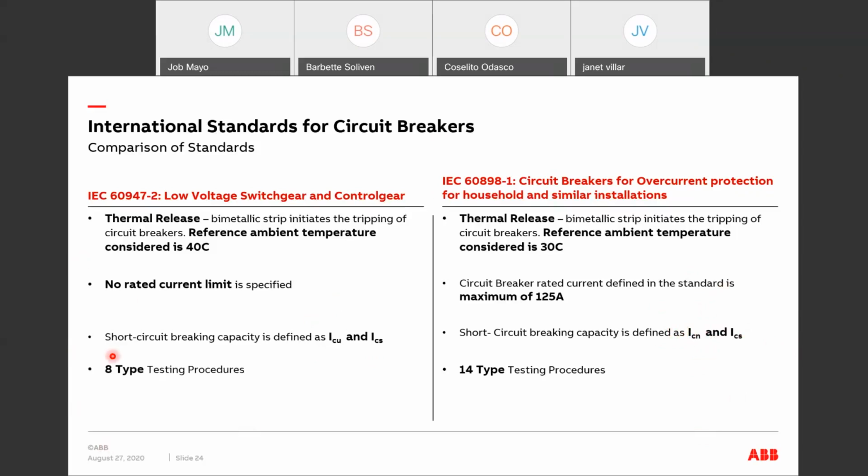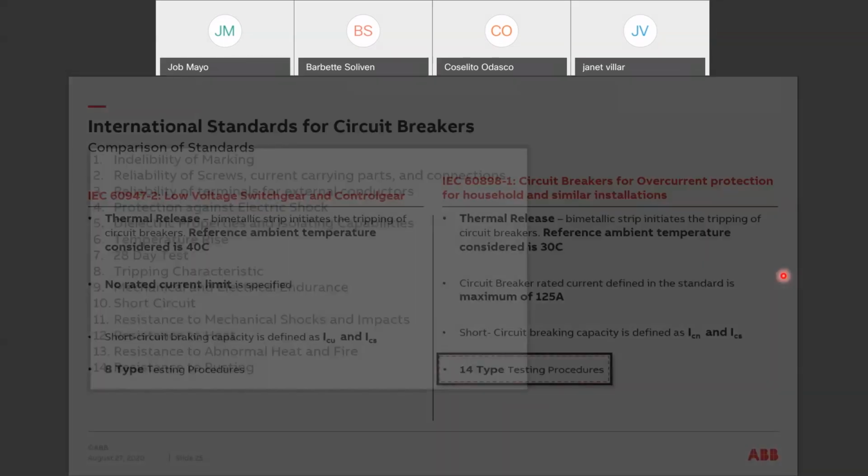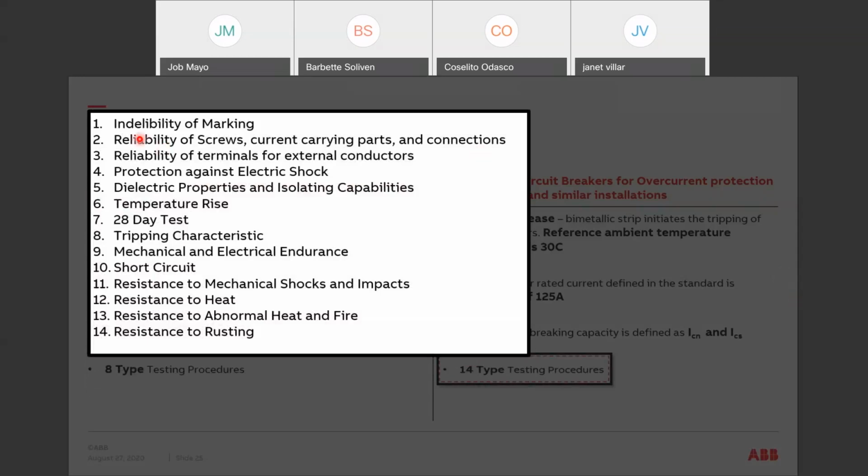And the difference is that 947-2 has 8 type testing procedures, while 60898-1 has 14 type testing procedures. So just to highlight the 14 type testing procedures, as you can see here, of course, the marking, the reliability of screws, reliability of terminals for external conductors, protection against electric shock, dielectric and isolating capabilities, temperature rise, 28-day test, the tripping characteristics, mechanical and electrical endurance, short circuit, etc.